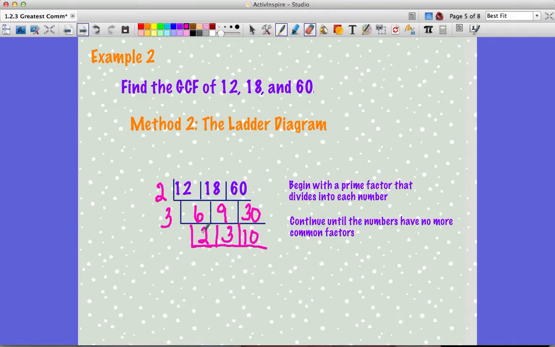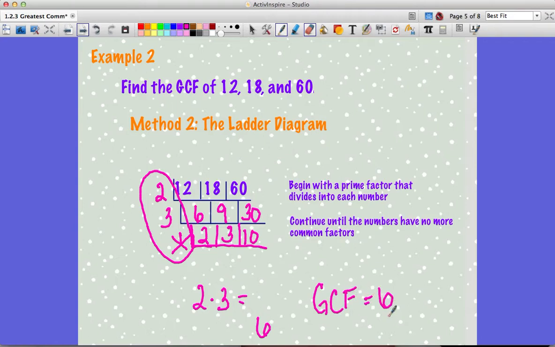Now, the only factor that these numbers have in common is 1. So now what we're going to do is we're going to multiply these. Okay, and we always know we can eliminate the 1 since it's going to give us the same number. And we take 2 times 3, which will give us 6. So the greatest common factor of 12, 18, and 60 is 6.